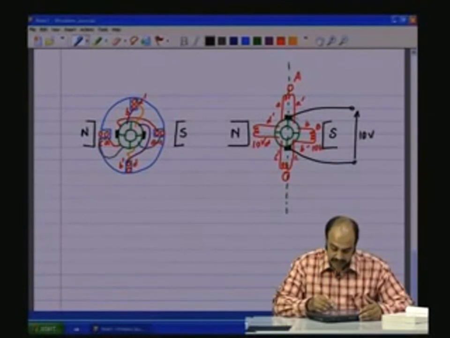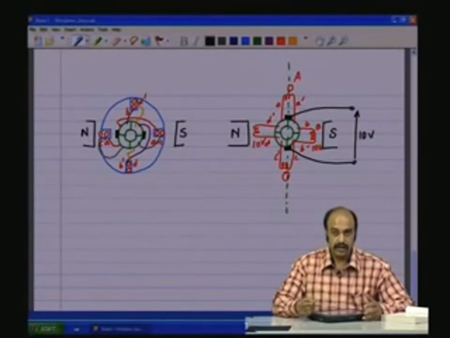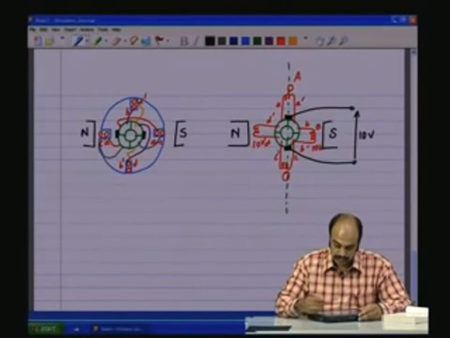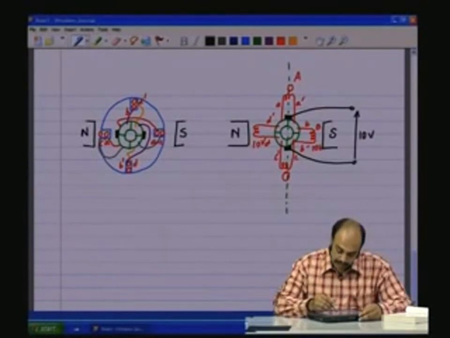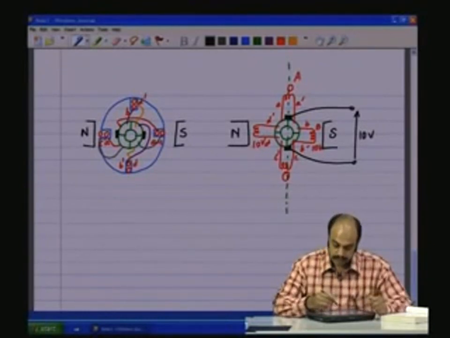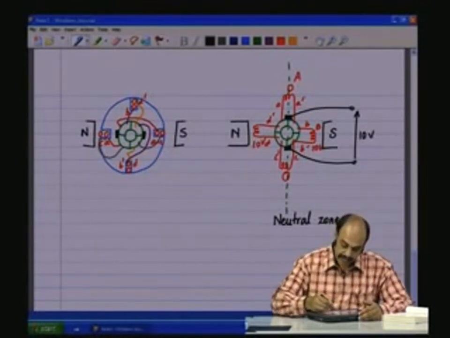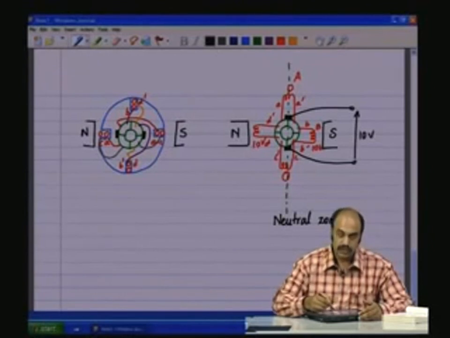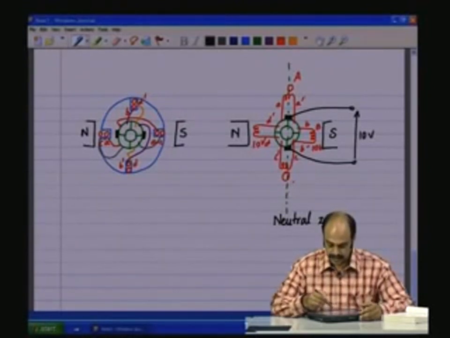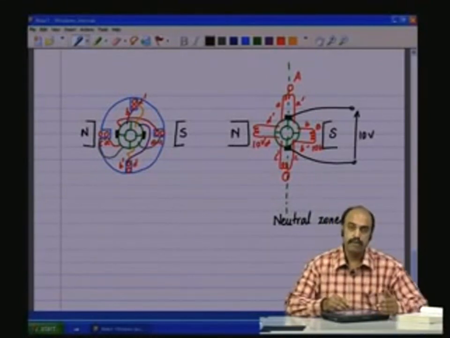If the brush were placed at any other position, then there will be some finite voltage across the coils which are across the brush, and that would form a circulating current, and the circulating currents can be pretty huge and the I square R loss would be very high. Therefore, it is advisable to place the brushes on the axis where the induced voltage will be 0, and this is called the neutral zone. The axis where no voltage is induced on the coils or the conductors is called the neutral zone, and it is always the midpoint between the poles.